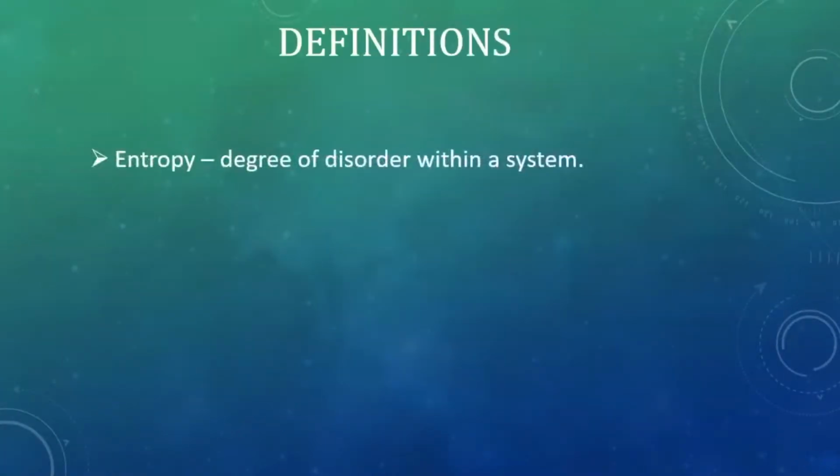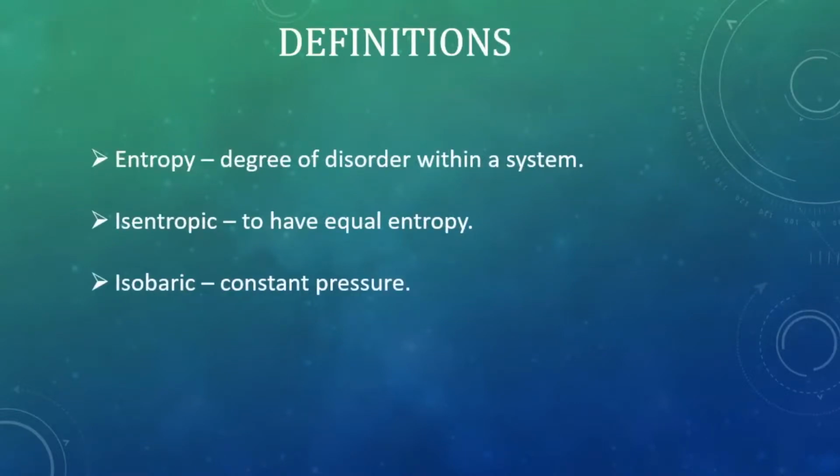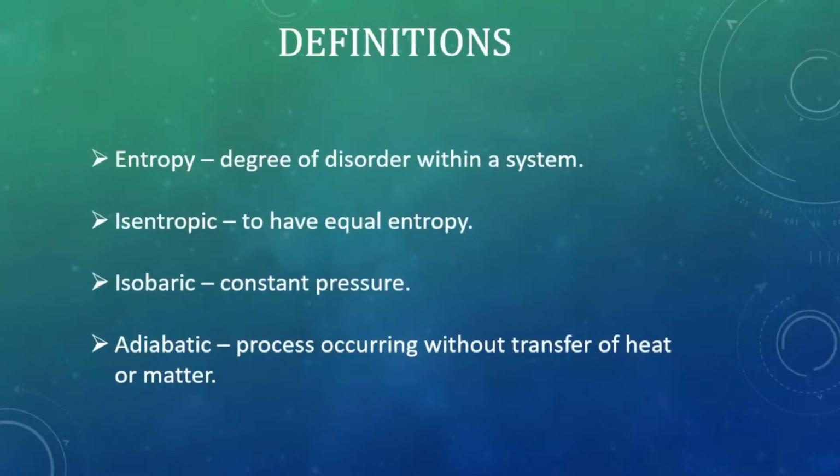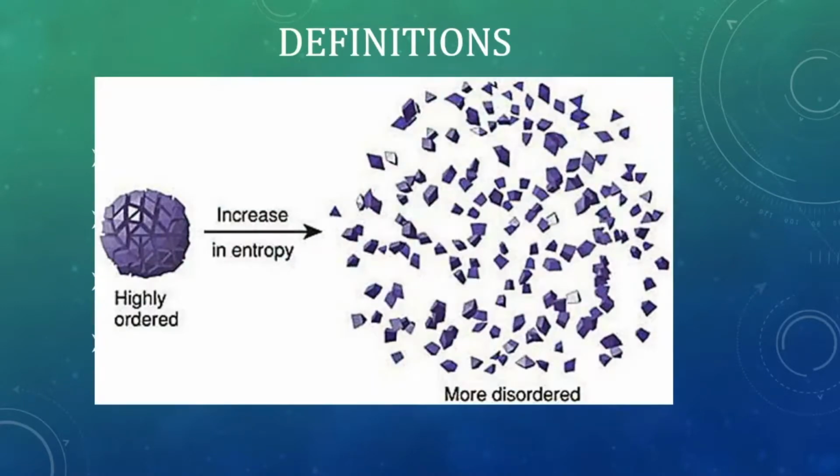Key definitions to understand throughout this video are entropy, the degree of disorder within a system; isentropic, to have equal entropy; isobaric, to have constant pressure; and finally adiabatic, a process occurring without transfer of heat or matter.